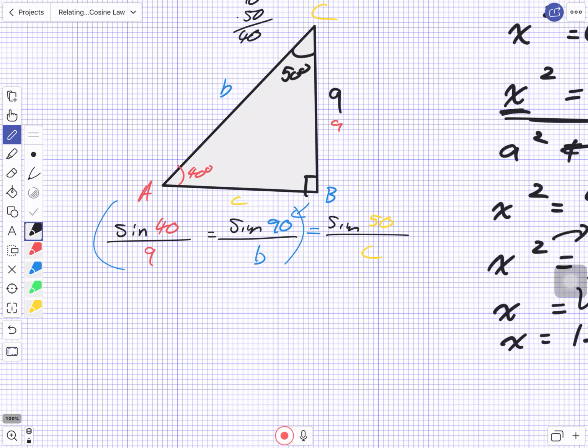I'm going to set it up. Sine 40 over 9 is equal to 1 over b. And b, we can call it x if we really want. Is it easier for you, or is it okay if we call it b? B's fine. B's fine? Okay.